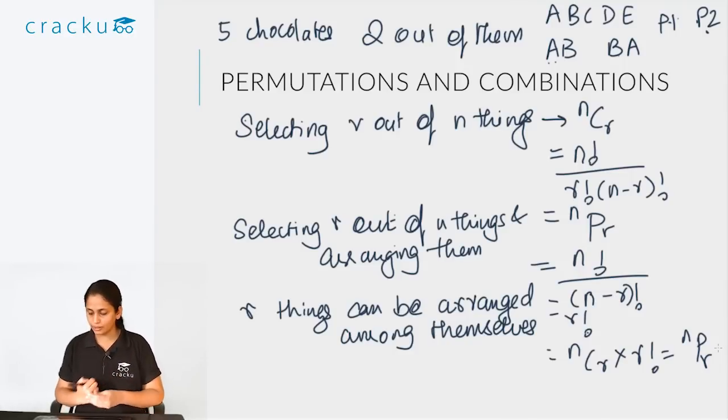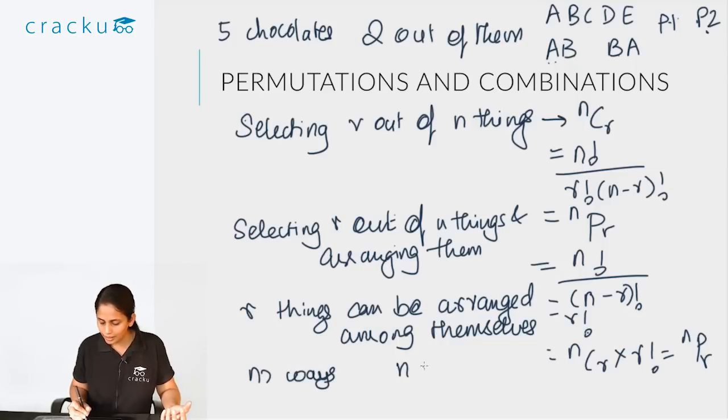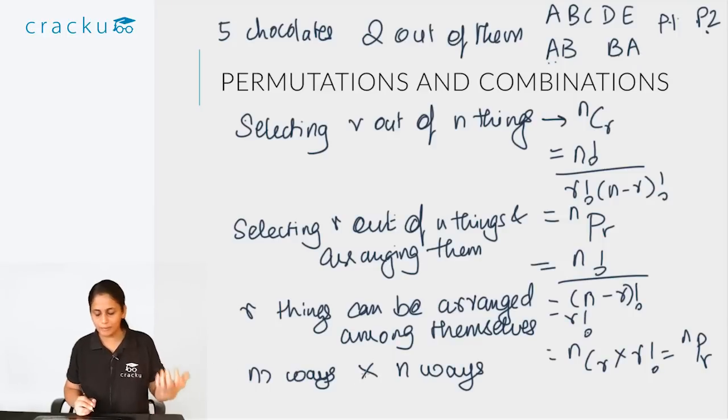Now the second thing that you have to remember is that when you have two events, that is A and B, if A can be done in m ways and B can be done in n ways, and if A and B are independent of each other, then the total number of ways in which these two things can be done is m into n ways.